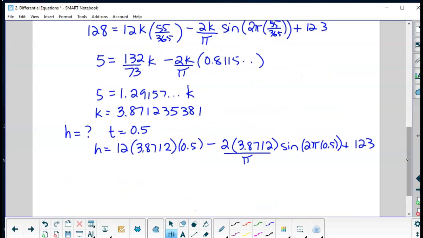So sine of pi, remember, is 0. So this is going to go to 0. So really, if you have that previous answer that we got for our k value, multiply it by 12, divide by 2, or multiply by 0.5, and add 123. And then let's round to 1 decimal place. So that's going to be 146.2 centimeters. Okay, so 1.5 meters.